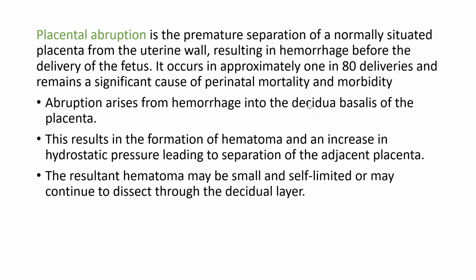So what happens in abruption? There is some hemorrhage at the bed of the placenta, which extends and shears off the placenta from the uterine wall, and it bleeds. So there is a formation of hematoma, and that hematoma increases further, and because of the pressure of the hematoma, it leads to separation of the adjacent placenta. Initially that hematoma is small, and because of the pressure it increases and causes the abruption, or separation of the placenta from its site.